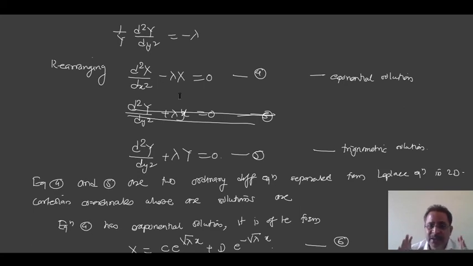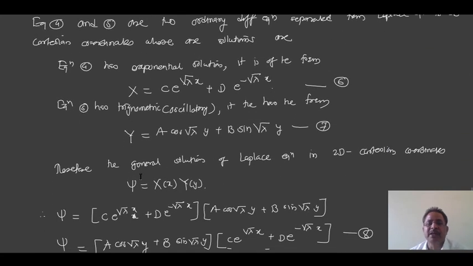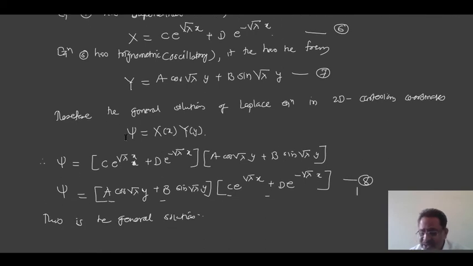So my X is an exponential function, increasing or decreasing, and capital Y is the oscillatory function, and therefore the general solution is given by psi is equal to capital X into capital Y. So writing this in that manner, I get the general solution of psi in this case: in the bracket capital A cos of root lambda into y plus B times sine of root lambda into y, where A and B are some constants, multiplied by this bracket, c into e raised to root lambda into x plus d times e raised to minus root lambda times x.